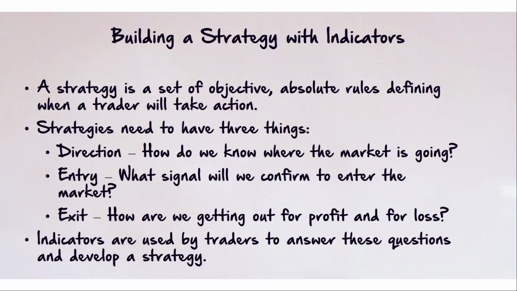So here is what you need to do when you're trying to build a strategy using indicators. A strategy is a set of objective, absolute rules defining when a trader will take an action. A strategy needs to have three things: one, direction; two, entry; and three, exit. Any indicator that you are using, you should be able to identify direction with it, identify when you should enter the market, and also when you should leave the market.